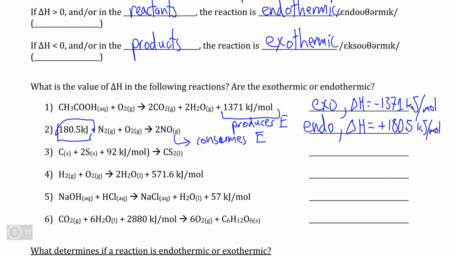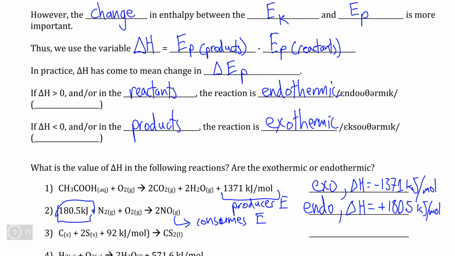In the next video, we're going to explore how to represent exothermic and endothermic reactions graphically in order to understand this convention about why endothermic reactions have a positive delta H and why exothermic reactions have a negative delta H.